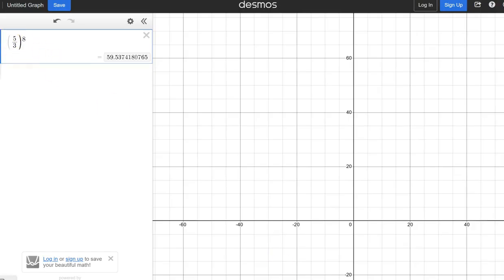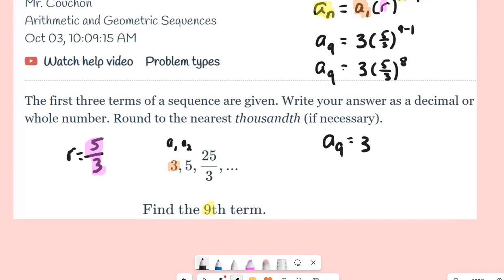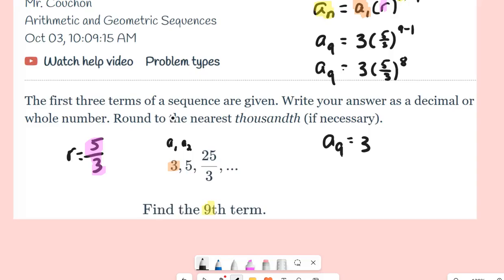I think it was the ninth term, right? Let me go back here. No. Yeah, it's the ninth term. So then, okay, a sub 1 was 3. That's what I'm looking for. Just type that in, 3. And I've got 178.61. So if I go back here, it wants me to go to the nearest thousandth.